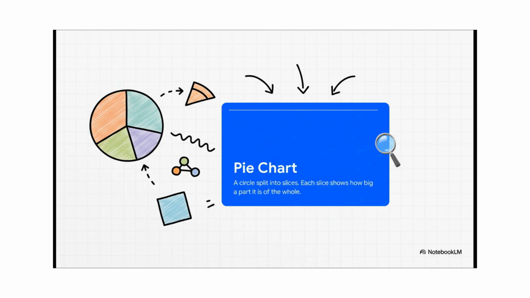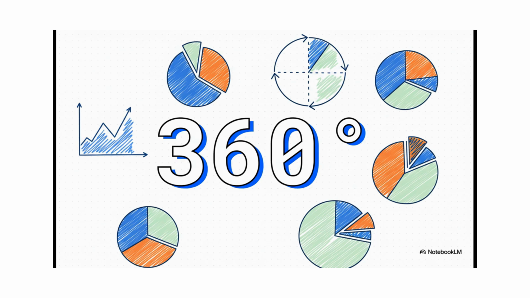Next up, we've got the pie chart. Now, while a bar chart is for comparing separate groups, a pie chart is for showing how different parts make up a single whole. Each slice represents a piece of that total. And all the math behind every single pie chart out there, it all boils down to this one number. The entire circle represents 100% of your data, and that always corresponds to 360 degrees.